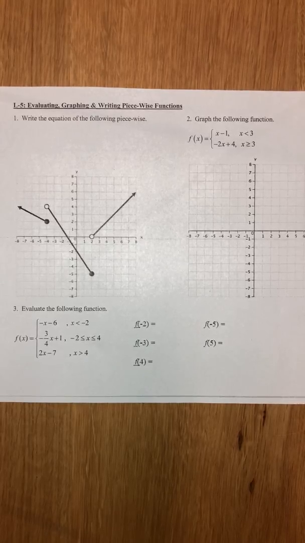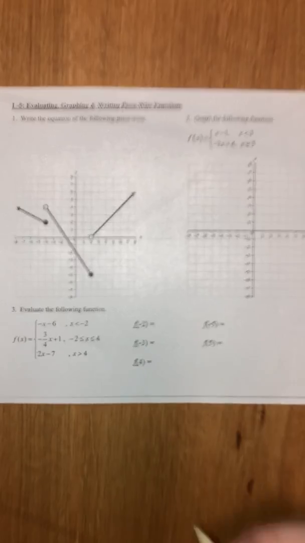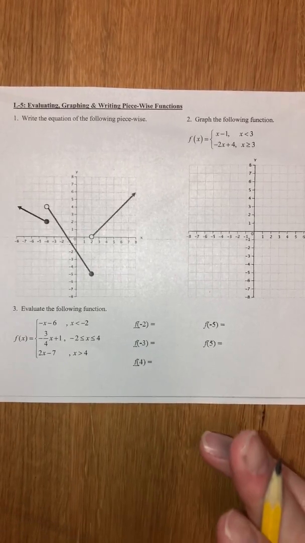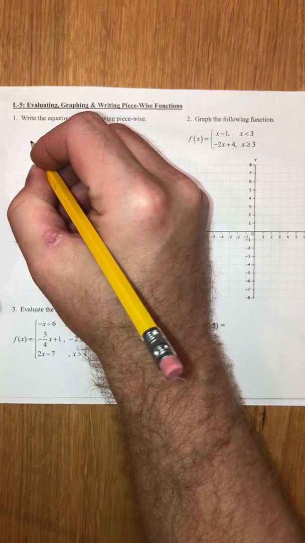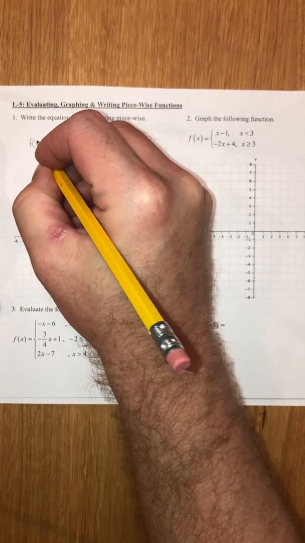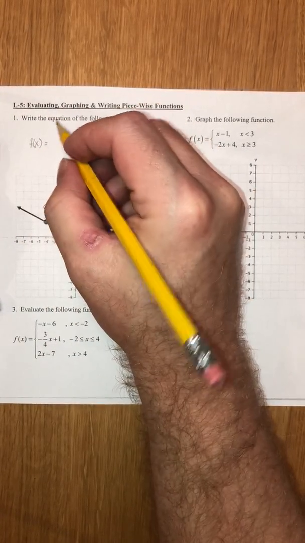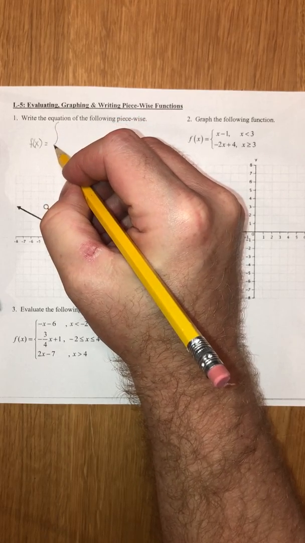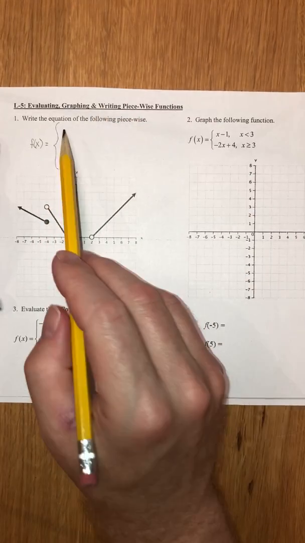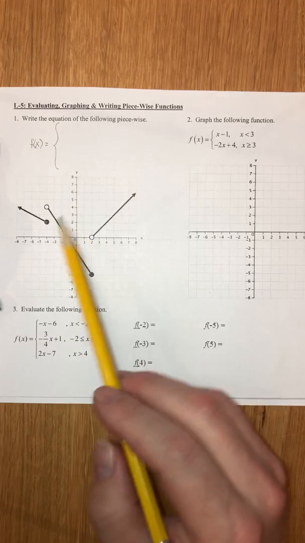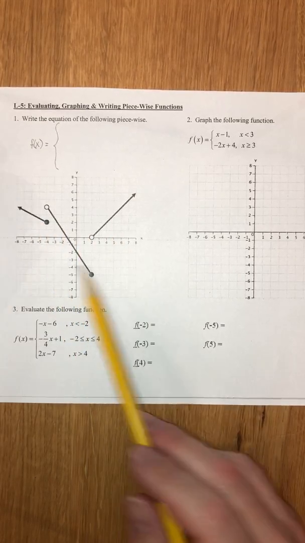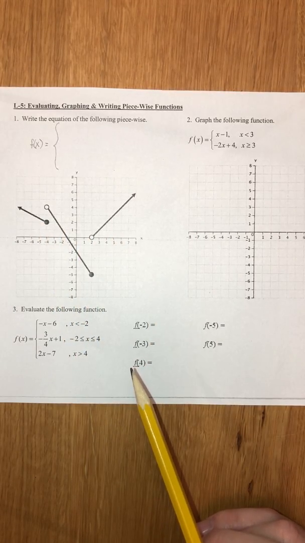So we will start with problem number 1 on L5, and it says write the equation of the following piecewise. And first step to writing the equation of a piecewise is to just start by building the piecewise. So I'm going to say f of x equals, and I'm going to put a brace here big enough to fit 3 equations, because I look down here and I see that we have 3 pieces to this piecewise function.